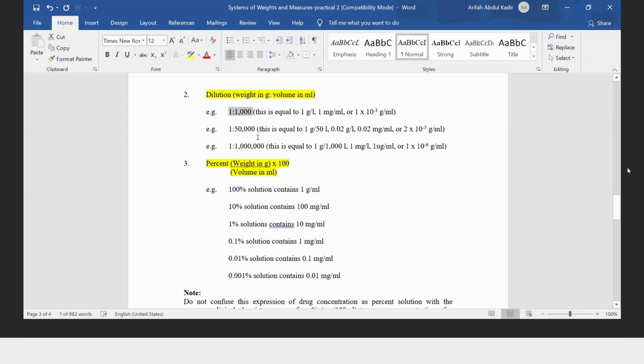Are you all okay? So far so good? Class? Yes, doctor. Okay. So the third one I don't need to explain. The principle is the same. So this is what you must remember. Gram per ml. Okay, we go to the third one.